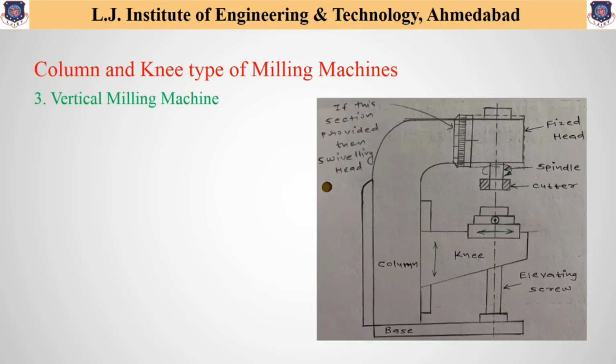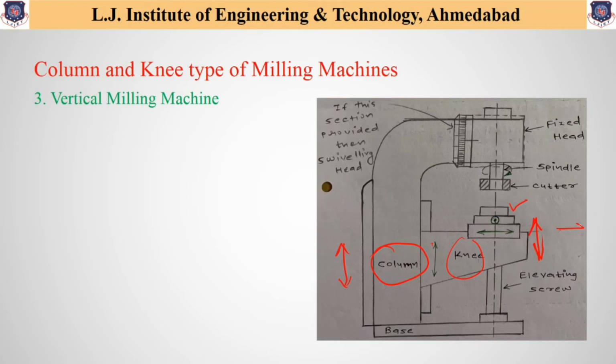Now, all the remaining parts are similar to those of the horizontal milling machine, so there is no change in them. The movements that can be obtained are also similar, as one can see. Vertical movement can be obtained with the help of the column. On the column, this entire section, the knee, can be moved up and down, and due to that the workpiece moves up and down.